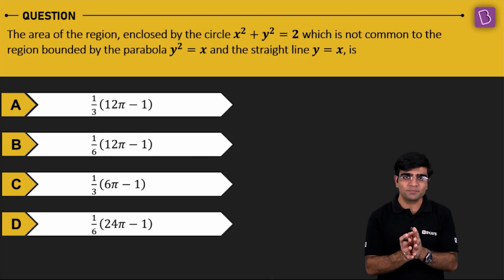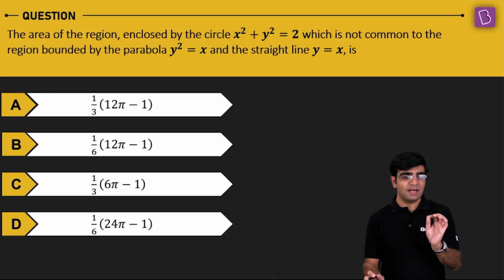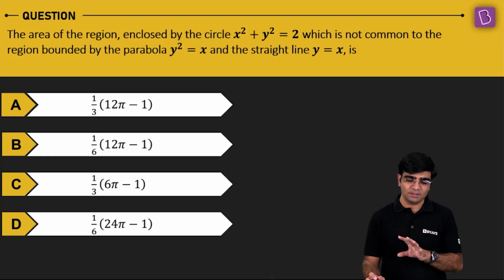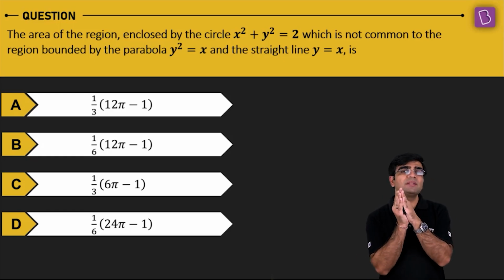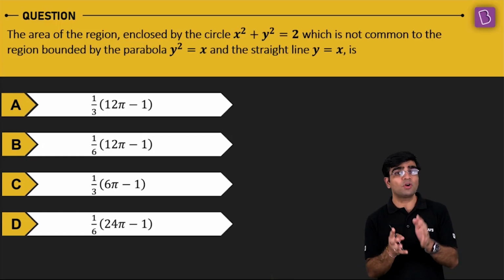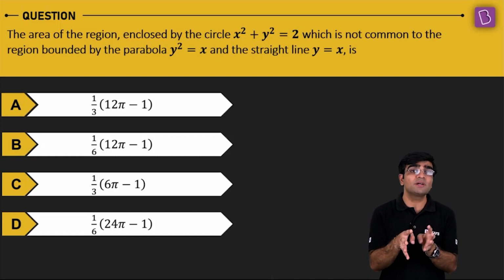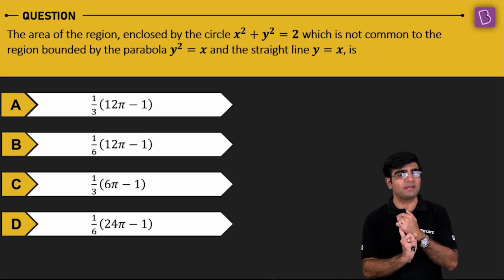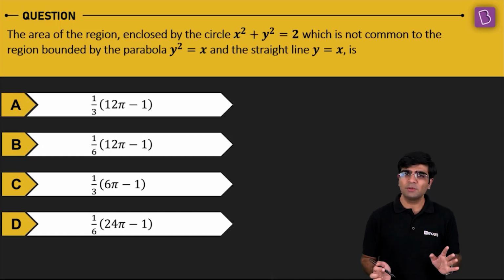Did you get the question? Let me explain that once again. They are asking for the area of the region enclosed by the circle, which is not common to the region bounded by the parabola and the line. There will be some common region, they don't want it. So from the area of the circle, I have to remove the common area of the parabola and the straight line. Understood? So the question clearly belongs to the idea of area under the curve.